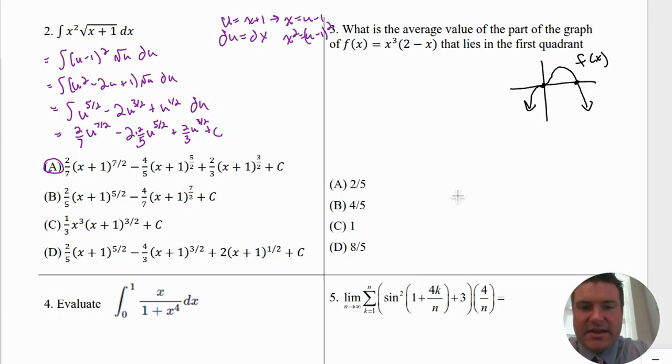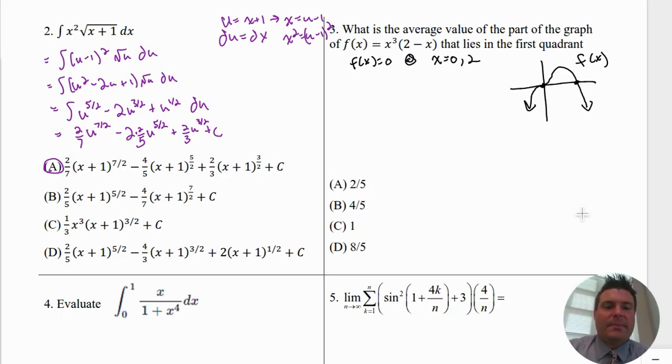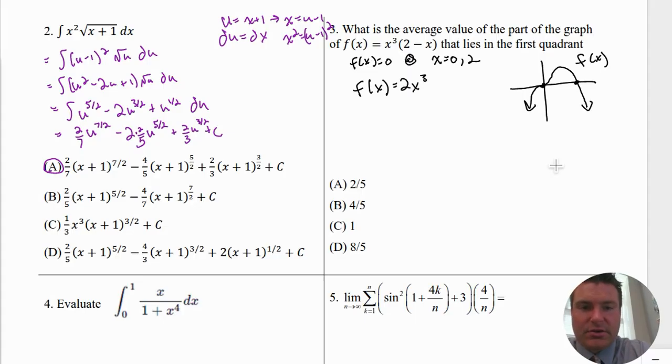So again, I set f of x equal to 0. This is going to happen at x equals 0 and 2. You shouldn't have a problem with that. Sketching it really helps to know what everything looks like. So once I'm here, I'm actually going to rewrite f of x as 2x cubed minus x to the 4th, which is a downward even degree function. That's another way we can know how to graph this.